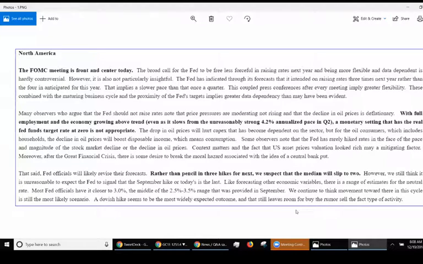The FOMC meeting is front and center today. The broad call for, and there's some typos here I'll help you out with, the broad call for the Fed to be less forceful in raising rates next year and being more flexible and data dependent is hardly controversial.